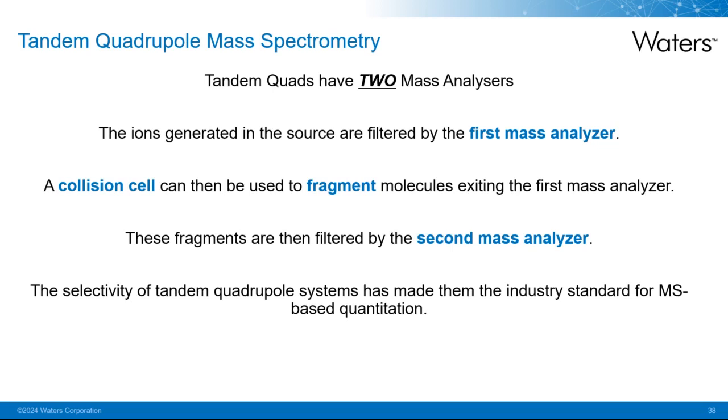And the selectivity of the tandem quadrupole systems has made them the industry standard for mass-based quantitation. So just to summarise, some people will call tandem quadrupole systems triple quad systems. I tend to do that as well. It doesn't mean that the mass spec actually has 3 quadrupoles. It actually only has 2 quadrupoles, and in the middle it has a collision cell. And that's why tandem mass spec is also used to describe this technique, and it's probably more accurate.